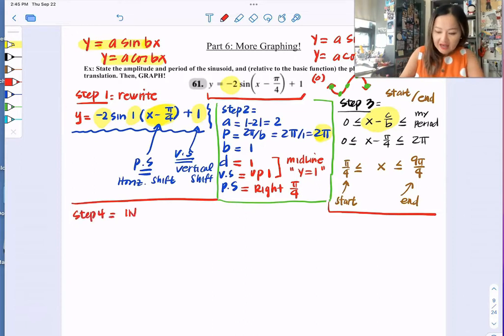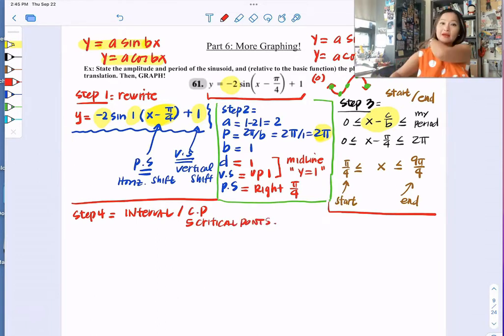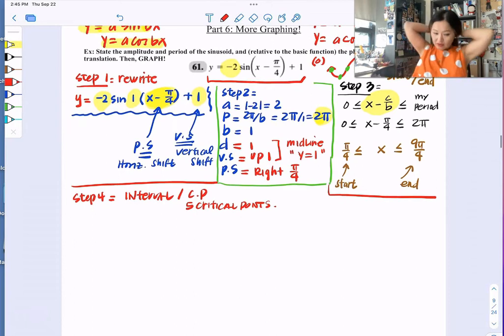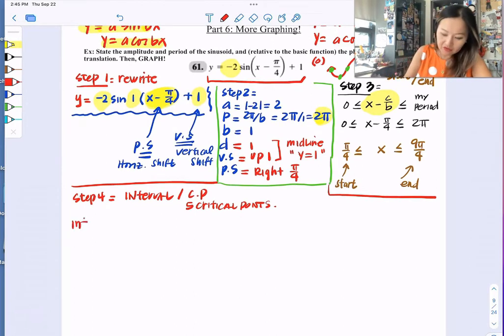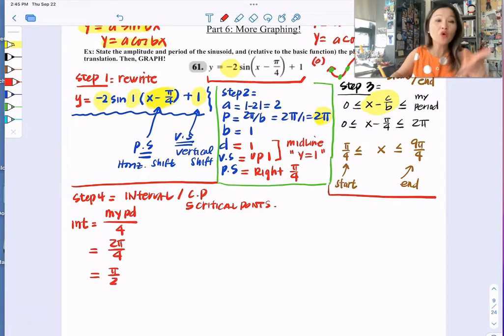Step 4. Here we go. Step 4 is I call this interval slash CP, which is my 5 critical points. Okay? So we're going to do that. I need my 5 critical points, okay? So here's what I'm going to do. I'm going to first calculate my interval. Interval is always this. It's always going to be my period, whatever it was for this particular graph, divided by 4. And you'll see why it's 4. So interval is equal to, my period was 2 pi. I divide that into 4 pieces. It's either going to be pi over 2 or 2 pi over 4, whatever is conducive to the situation.